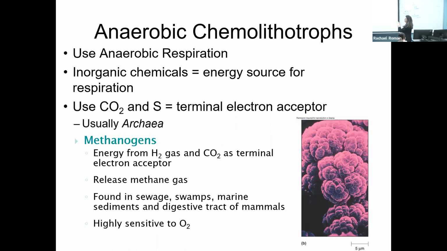They're going to break down something else to then function into this pathway at some part. As their terminal electron acceptor, they can actually use carbon dioxide. Some of them can use sulfur. Most organisms in this category typically are archaea. An example of this that you might have heard of are going to be methanogens. Methanogens actually bring in hydrogen gas as their electron source and carbon dioxide as their terminal electron acceptor. Okay, so different. But as part of this process, they release methane gas.